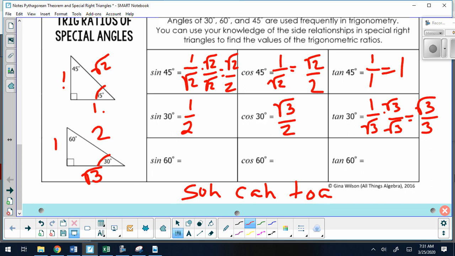Okay, sine of 60. So now notice I need to change my reference angle. I'm no longer looking at the 30. I am now looking at the 60. What that means is my opposite and adjacent flip-flop. So my sine of 60 is the square root 3 over 2, opposite over hypotenuse. Notice that it's equal to the cosine of 30, because all I did was use the same triangle but flip-flopped my reference angles. My cosine of 60, adjacent over hypotenuse. And then my tangent of 60, opposite over adjacent.